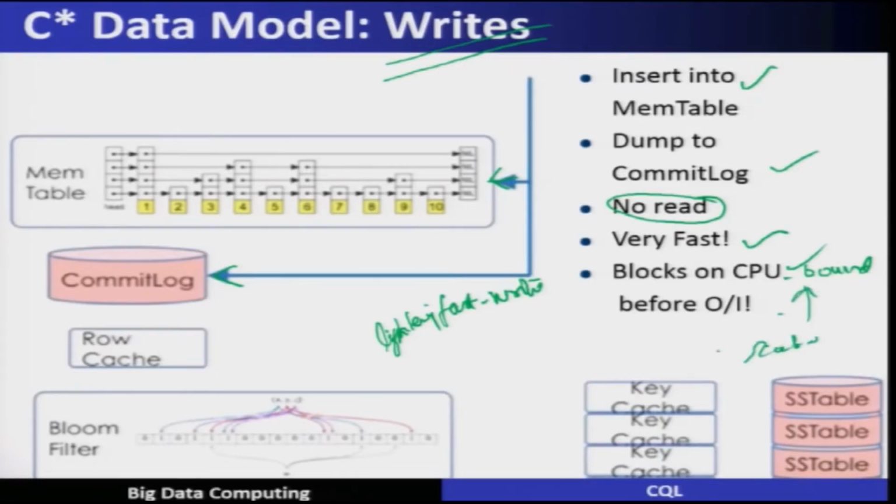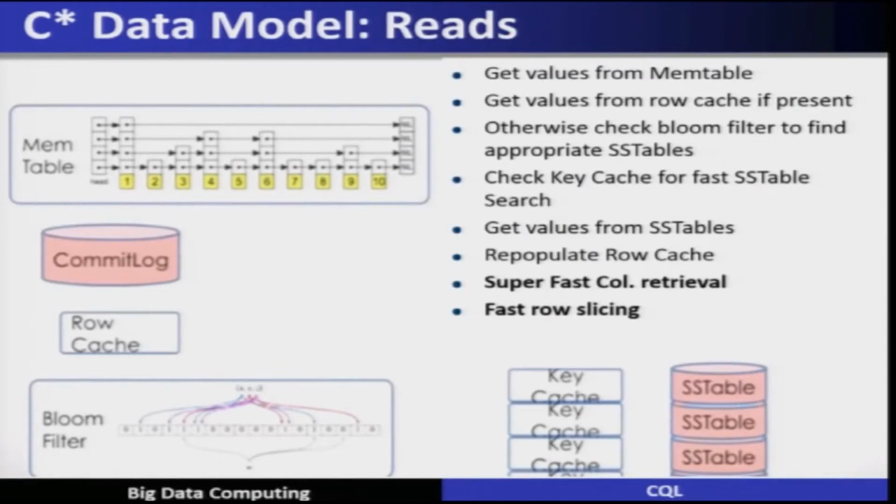So, as we add more CPUs, this will automatically scale linearly. As far as the read is concerned, reads are supported with several steps in Cassandra. So, let us see how the read is supported. Reads are not as fast as the writes, but still it is faster.